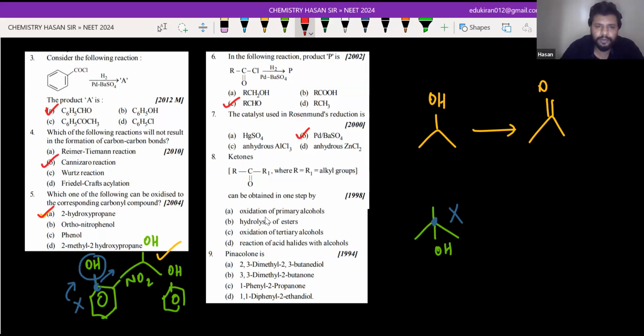8, ketones can be obtained in one step by oxidation of primary alcohols? No. Oxidation of tertiary alcohol does not take place. Reaction of acid halide with alcohols? If you do the reaction of acid halide with alcohol, yes, it is. Wait a minute. Ketones can be obtained in one step. Okay.